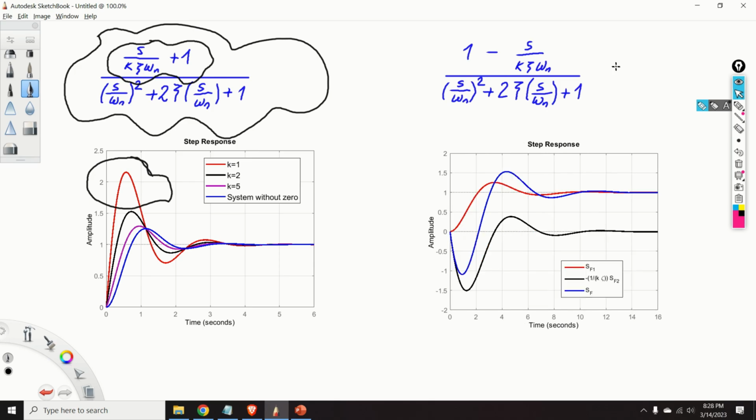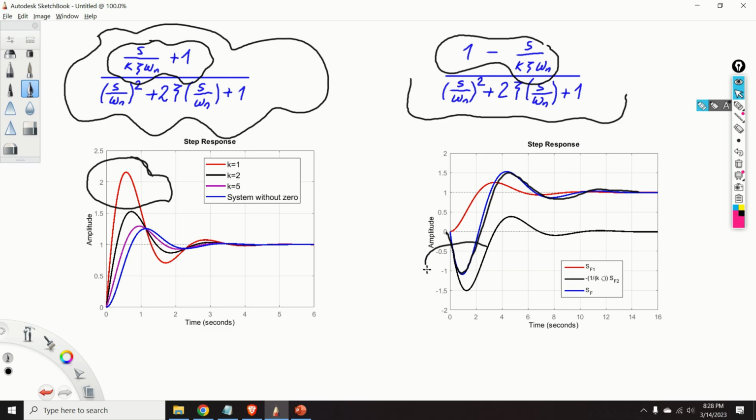Then you will also learn that zeros that are in the right half of the complex plane can have a devastating effect on the transient response. Consider this transfer function over here. The zero is obviously in the right half of the complex plane. This is the response of such a system.